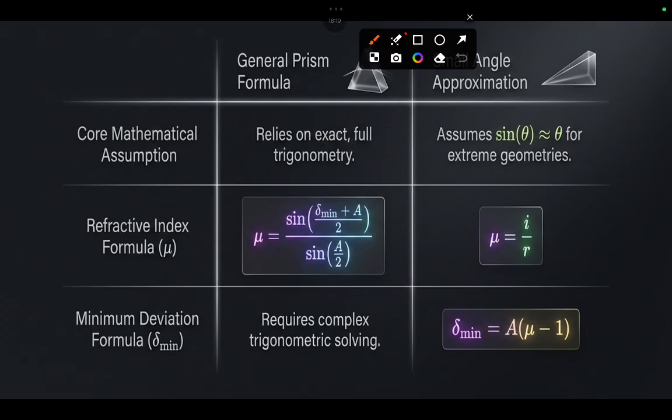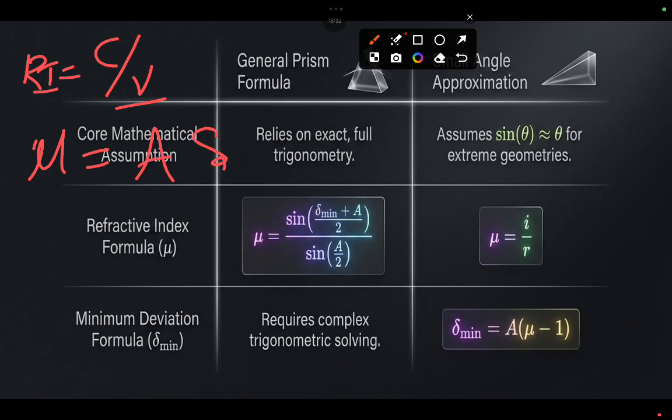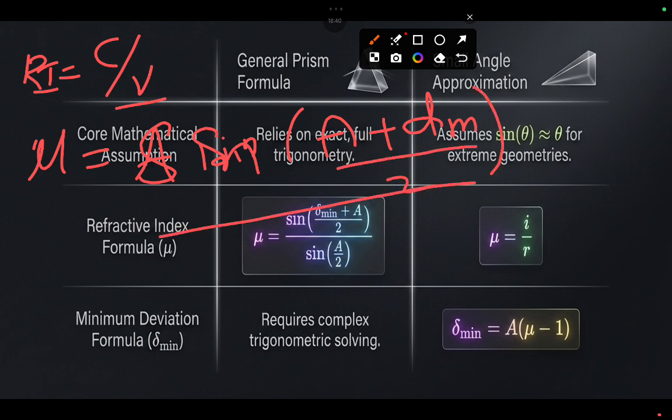Thank you. So let me recall to you. First we found the relation for refractive index. Refractive index is nothing but the ratio C by V, that is, mu equal to C by v, the speed of light in vacuum to the speed of light in medium. From this concept, mu equal to sine of (A plus delta m) by 2, divided by sine A by 2. This is the refractive index.